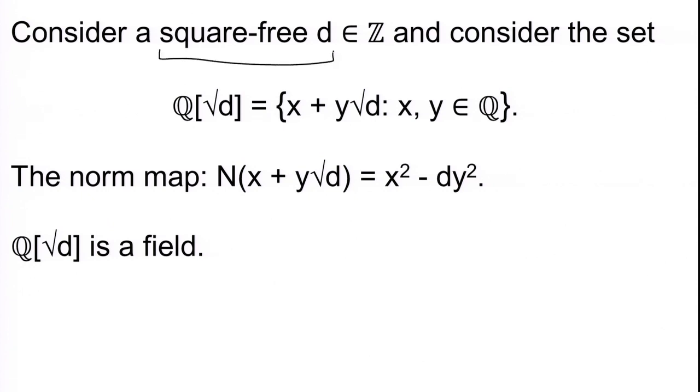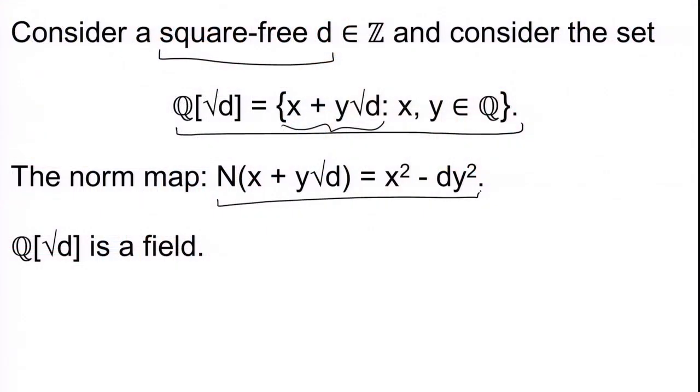a square free number, because when we take this set Q root D in the sense that we take the elements x plus y root D, then it is enough to take the D's which are square free. That means there is no square dividing the D. We saw that there is this norm map defined on any such ring, any such set.